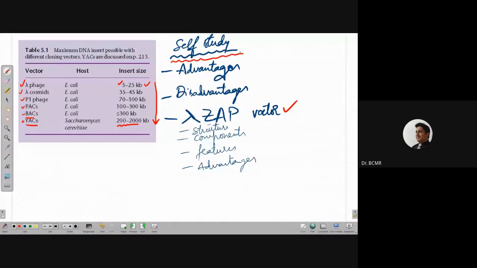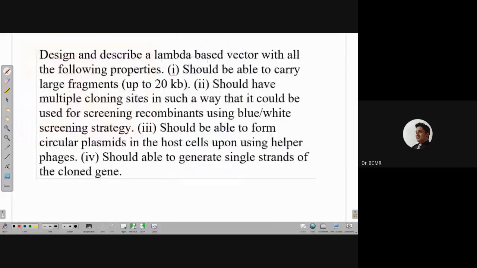So your self-study part is that you should know the advantages and disadvantages of each of these. Even YACs have some disadvantages, BACs and YACs. And there is one important vector I would want you to know: lambda zap. Try to know its structure, the components and features, and its advantages. It's a very interesting vector. Please try to find out what it is. And there should be one more that I wanted to discuss, but I'll not waste time.